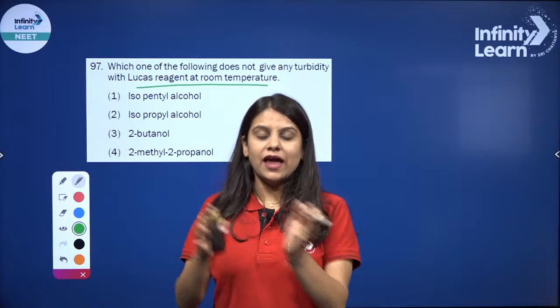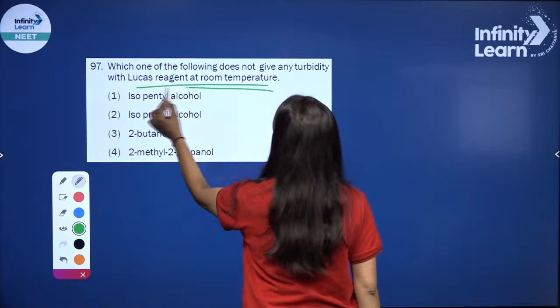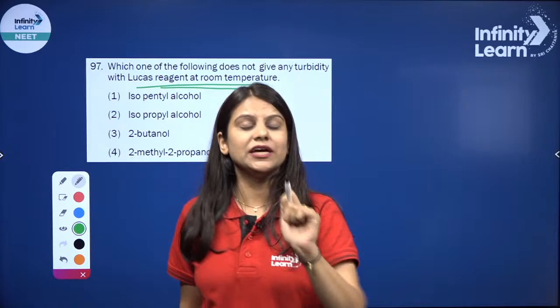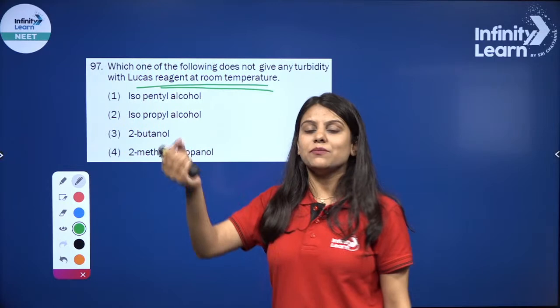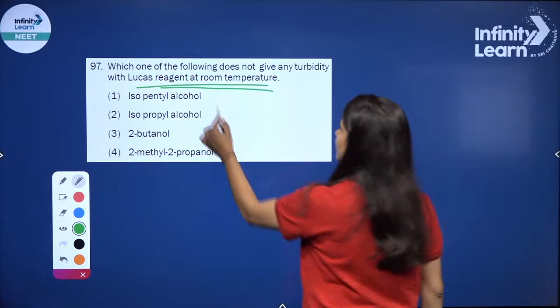So, what is the answer? What will the answer be here? We do not want turbidity at room temperature. Right? If we boil, then even in primary we get turbidity. But we are not heating. They are talking about room temperature. So, what should the answer be? That alcohol will be primary. Right? So, out of these, we need to search for a primary alcohol.